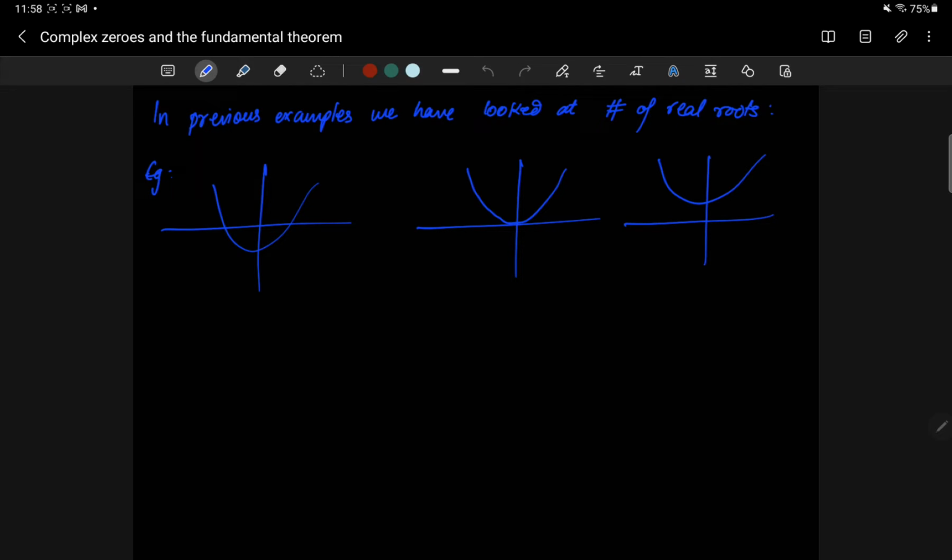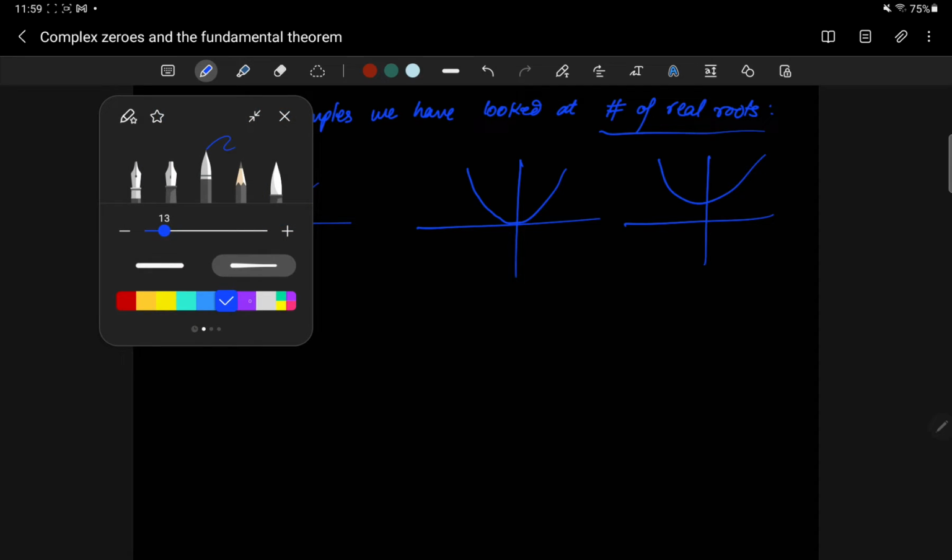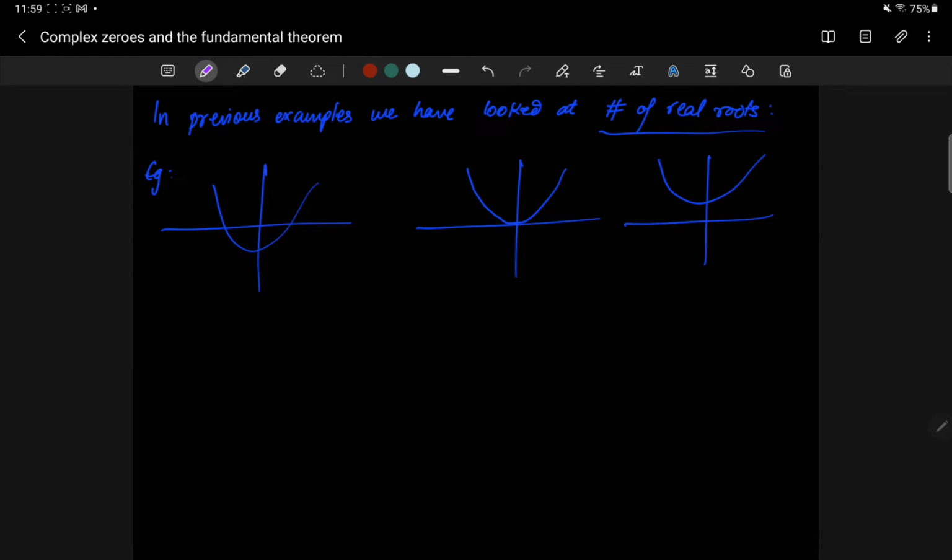Hi everyone. In this video we are going to look at the complex zeros and what is called the fundamental theorem of algebra. We take motivation from some examples that we've seen before, where we looked at the number of real roots using Descartes' rule of signs. Using a very simple example of quadratic functions, here are cases where you have two intersections or two real roots, one intersection or one real root, and zero intersections or zero real roots. It becomes pretty obvious when you draw the graph that that is the case.